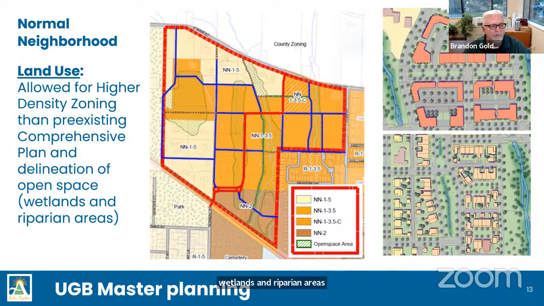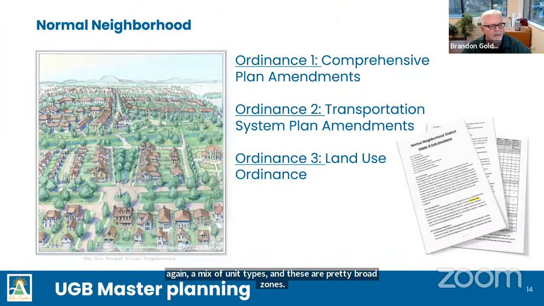It now has a new comprehensive plan designation that will allow 450 units, of which we anticipate about 110 to 120 to be affordable housing. And again, a mix of unit types, and these are pretty broad zones. Once it comes into the city, it will have to comply with that.